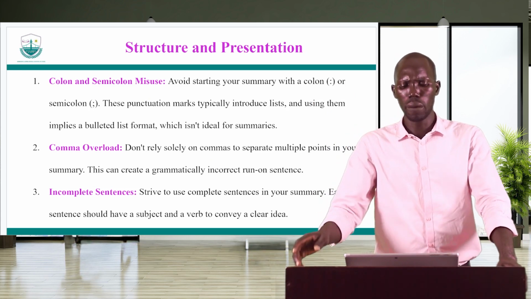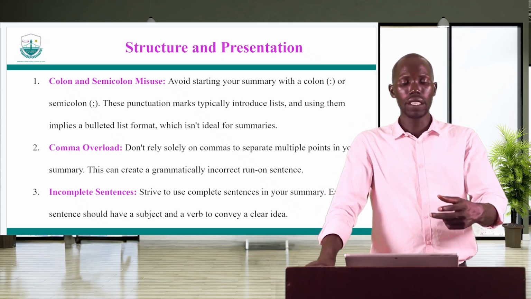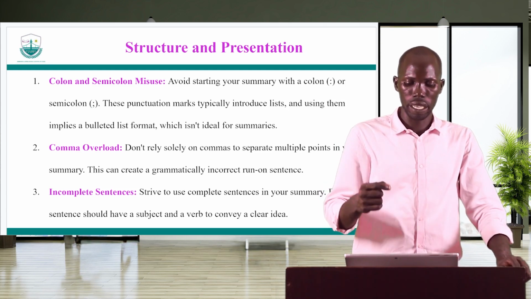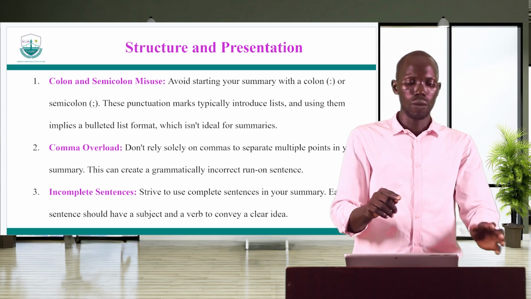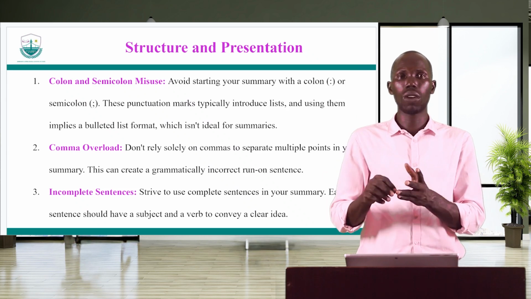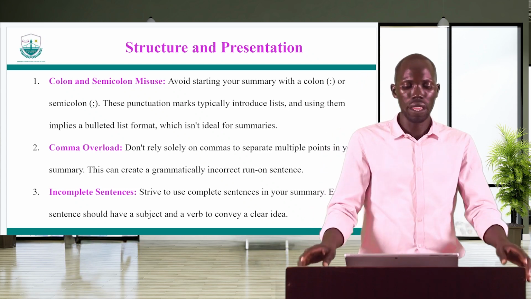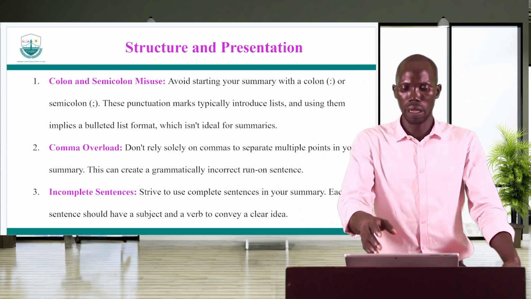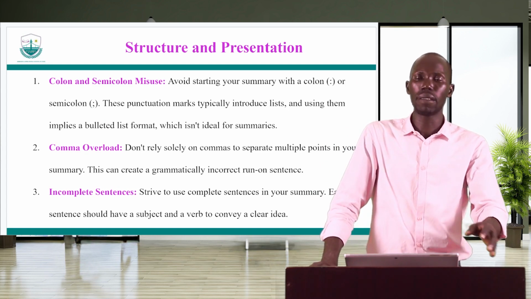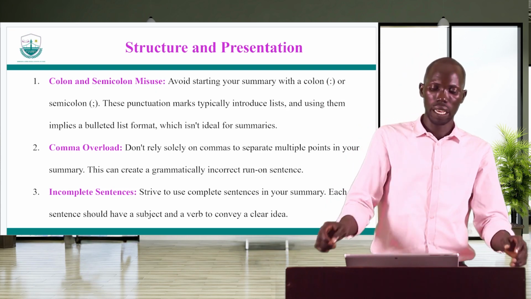Don't write incomplete sentences. Strive to use complete sentences in your summary. Each sentence should have a subject, and in addition to the subject, each sentence should also have a verb. Which means if you're going to have a sentence, don't only have a subject alone. There should be a verb. The elements that make a sentence, the subject and the verb, should be there in your sentence. The performer of the action should be reflected clearly, and then what action was performed. That is subject and verb.